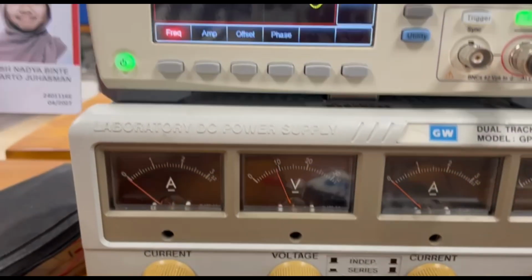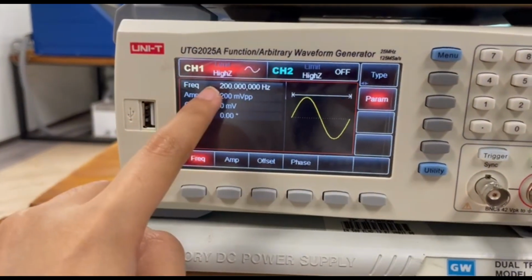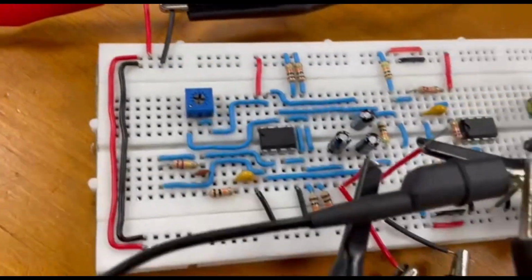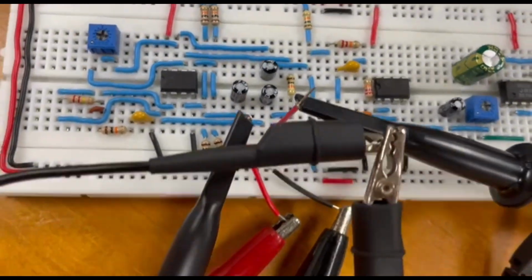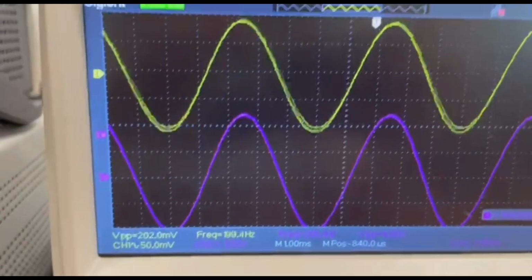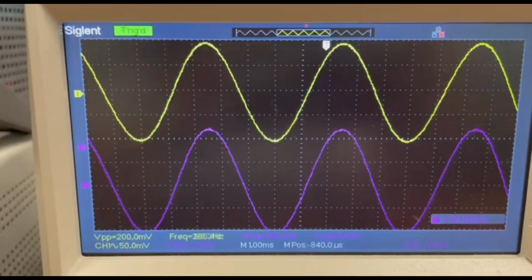For the first stage, the power supply is set to 9 volts while the function gen is set to 200 Hz and 200 mV peak to peak while being at the high Z setting. It is connected to C1 and ground while the oscilloscope probes are connected to the points TP1, my yellow waveform, and TP2, my purple waveform, while also being grounded. Here you can see that my TP1 is around 200 mV while my TP2 is around 4.8 volts.